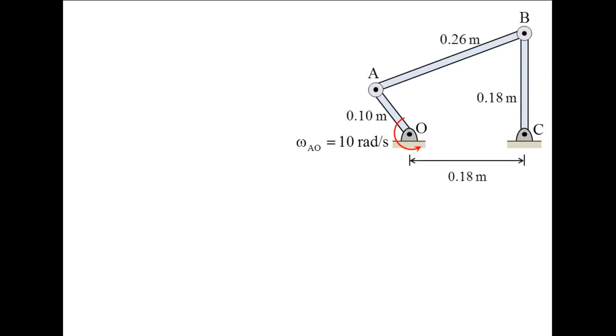Link AO is 0.1 meters in length, link AB is 0.26 meters in length, link BC is 0.18 meters in length. The distance between points O and C is 0.18 meters. When point A is located 0.06 meters to the left and 0.08 meters above point O, link BC is vertical. At this instant, what is alpha AB, which is the angular acceleration of link AB?